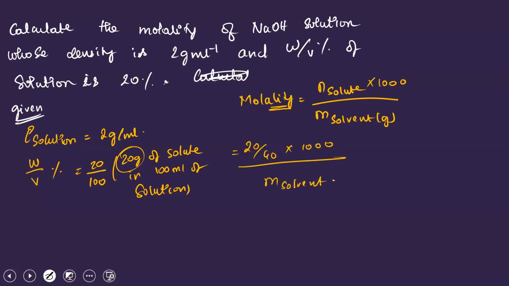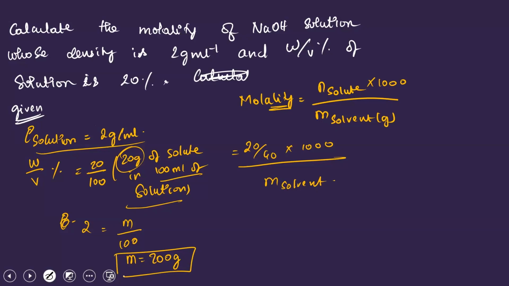Right? So for mass of solvent, I go to the other details that are given. Density of solution is given. Clear? I know volume of solution. Am I right or not? So density of solution is equal to 2 is equal to m by 100. Am I right or not? So m is equal to what? 200. m is equal to 200 grams. So this is the mass of solution. But what do you want there? Mass of solute plus mass of solvent gives mass of solution. So 200 minus 20 gives mass of solvent.